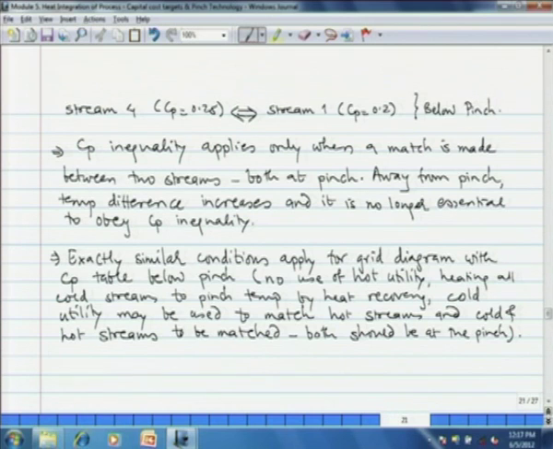Stream 2 is not matched in the below pinch region, and then we can use cold utility for that particular stream. CP inequality applies only when a match is made between the two streams, both at pinch. This is a very important thing which I already mentioned to you, that CP inequality applies for the near pinch region. Away from the pinch, the temperature difference increases and it is no longer essential to obey CP inequality.